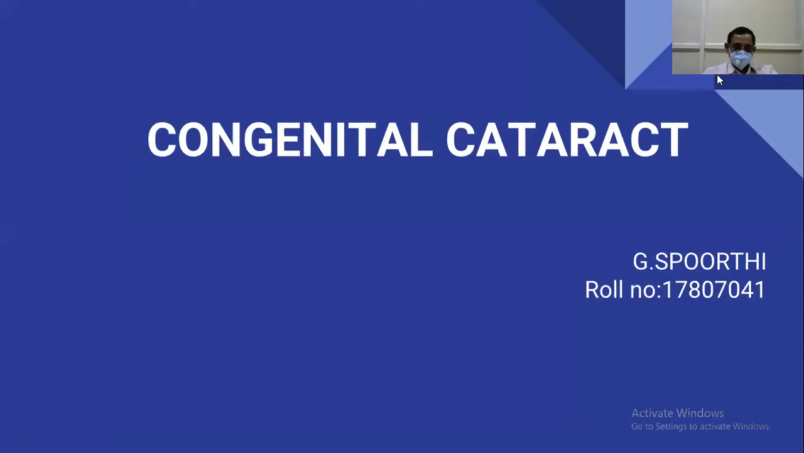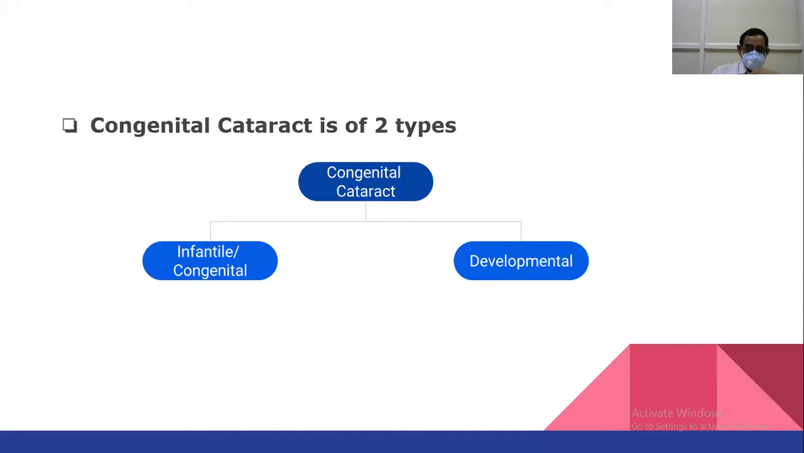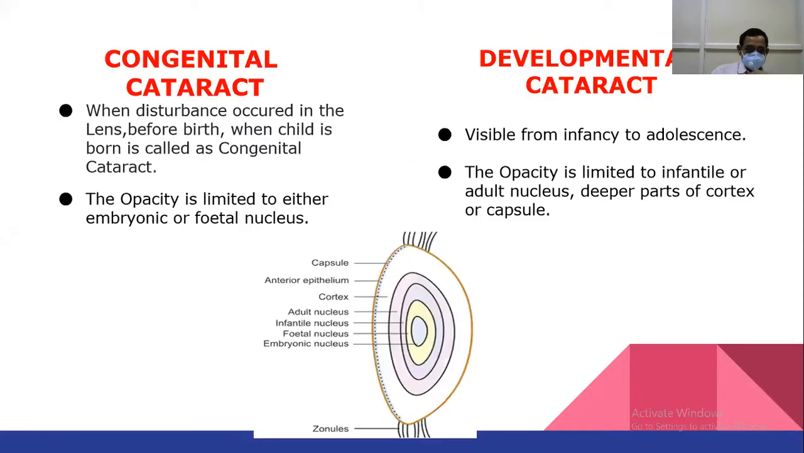Sir, can I start, sir? Please start. Good morning, one and all. Myself, Spurti. Today, I want to speak about congenital cataract. Cataract, in a simple definition, means opacity of the lens. Cataract is of two types, congenital cataract and acquired cataract. Congenital cataract is again of two types, infantile cataract and developmental cataract. Infantile cataract we can also call congenital cataract. Congenital means at birth. The cataract which occurs at birth is called congenital cataract.